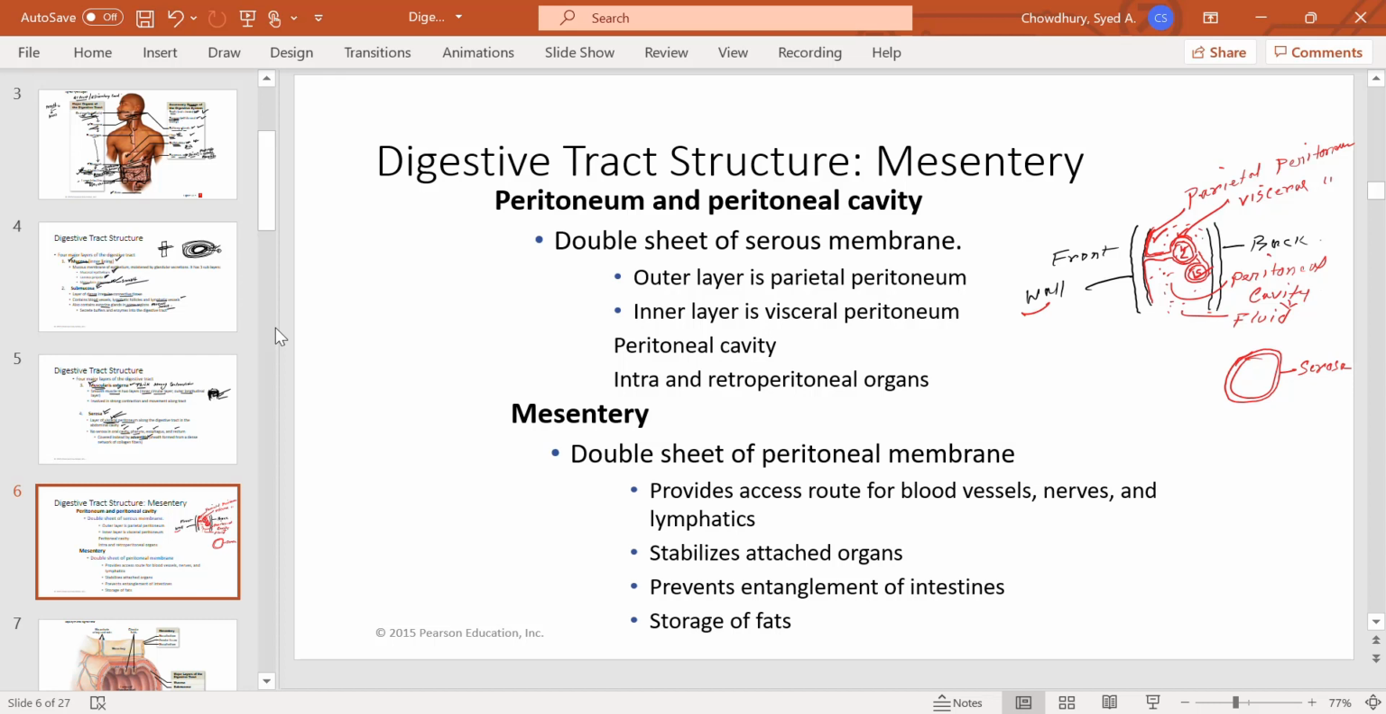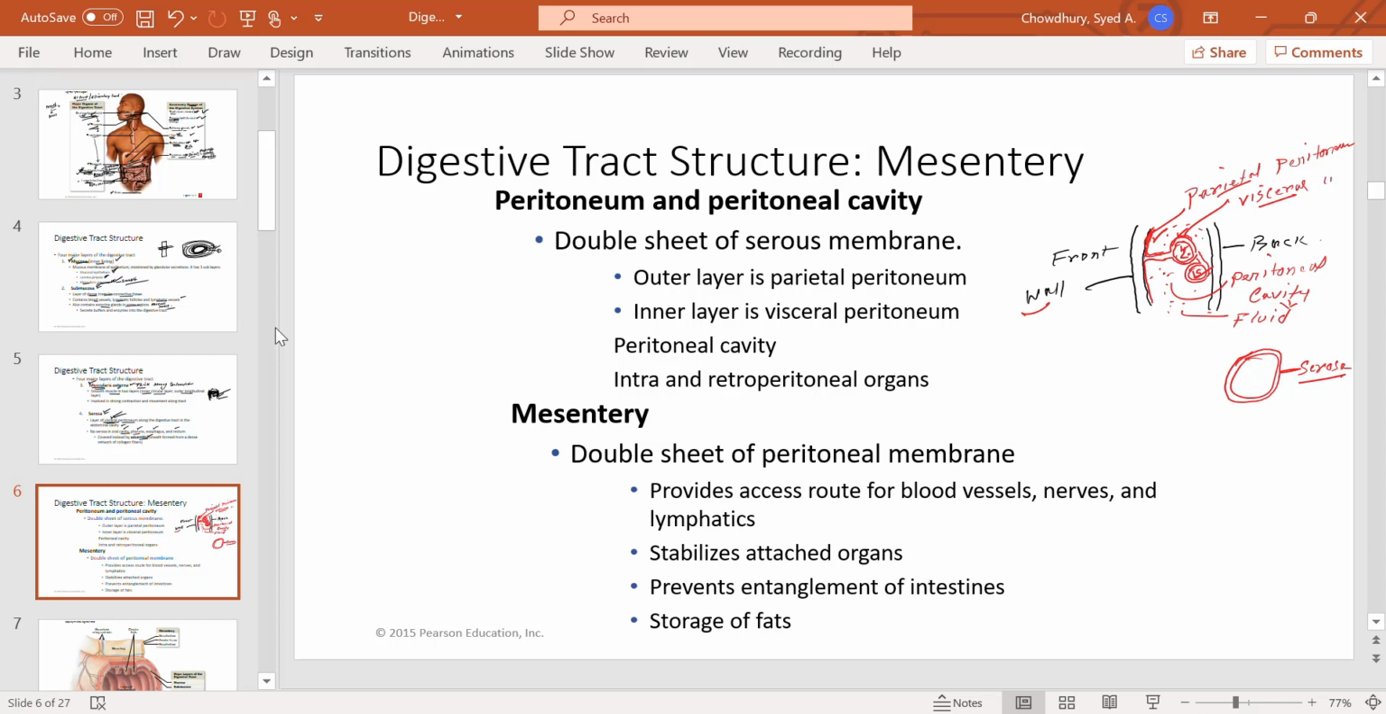Inside your abdomen you have the small intestine, large intestine, right? You have the liver, stomach, all those organs, and the fluid really helps to prevent the friction between those different organs. Make sense? So the parietal peritoneum is attached to the body wall, and visceral is attached to the internal organ. Okay, and visceral peritoneum is also called the serosa, the outermost covering of the internal organs.